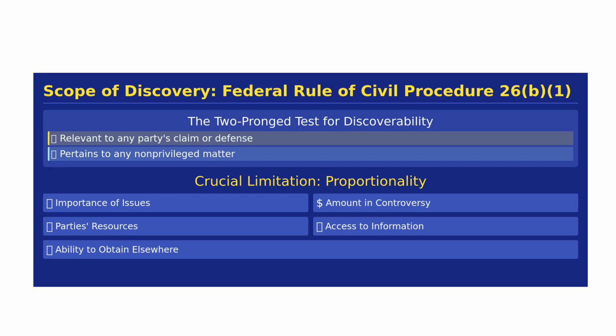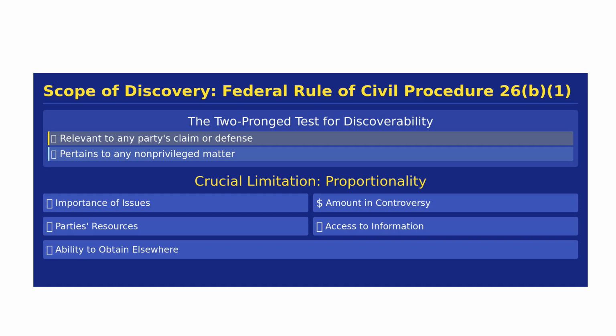Now we turn our attention specifically to the scope of discovery, detailed in Federal Rule of Civil Procedure 26(b)(1). This section establishes a crucial two-pronged test for discoverability. First, the information sought must relate to any non-privileged matter. Second, it must be relevant to any party's claim or defense in the case. If information fails either prong, it is generally outside the scope.